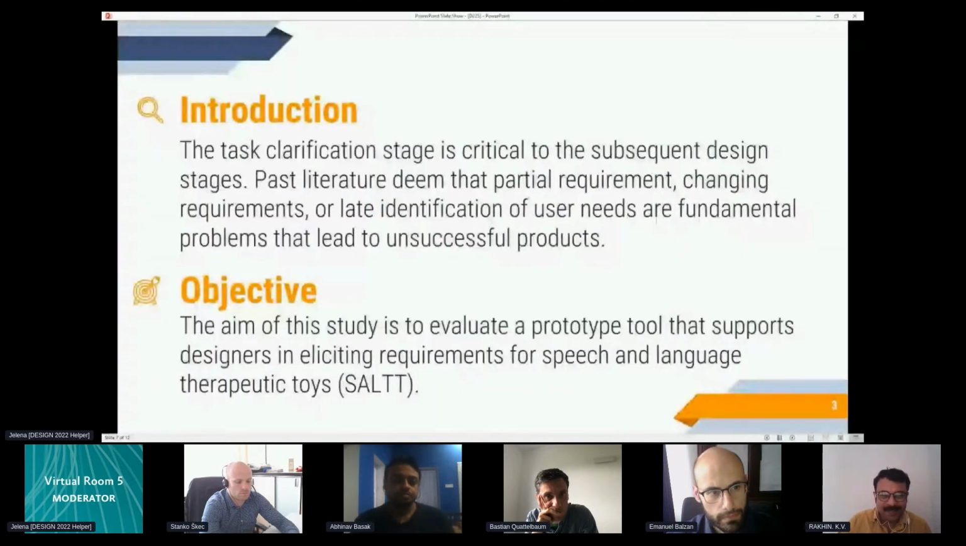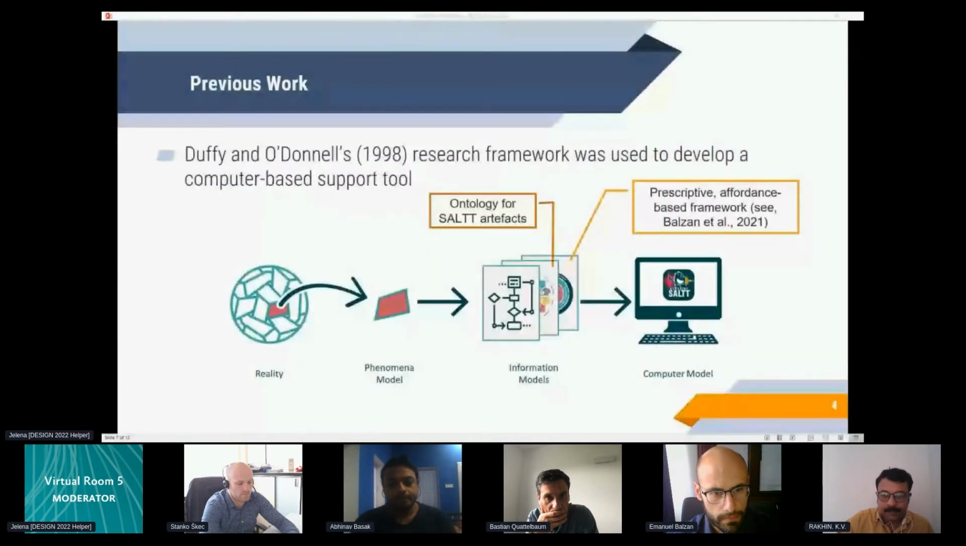This means that support will be provided during the task clarification stage by equipping designers with domain knowledge for speech and language therapy. The objective of the study is to evaluate a computer-based tool that was developed for this purpose. The computer-based tools development framework of Duffy and O'Donnell was used as guidance. The tool that the study is concerned with was based on 2 information models developed through previous studies after the designer's reality and different phenomena were investigated.